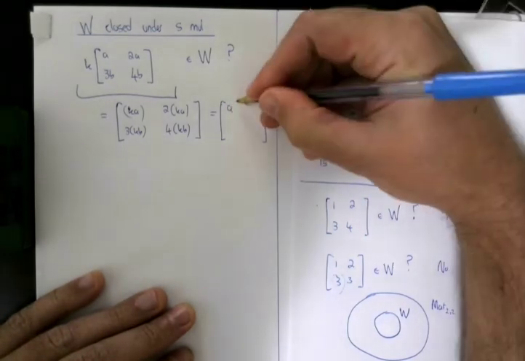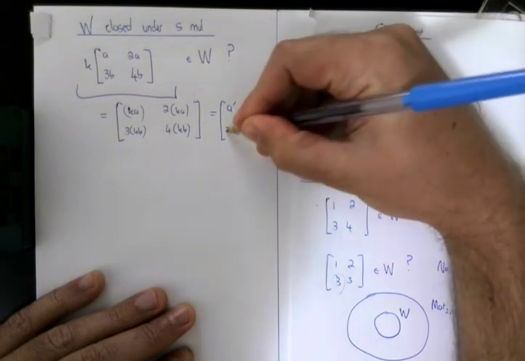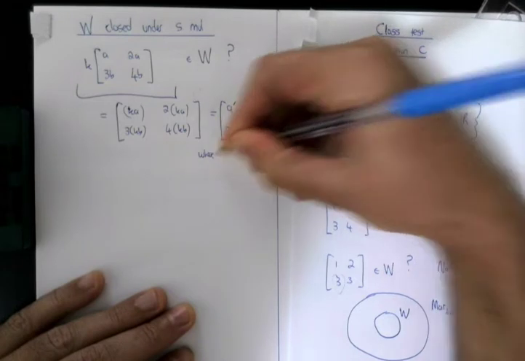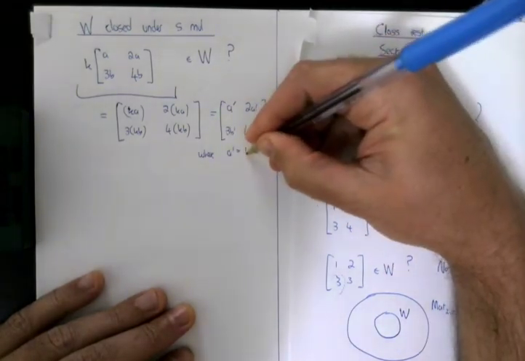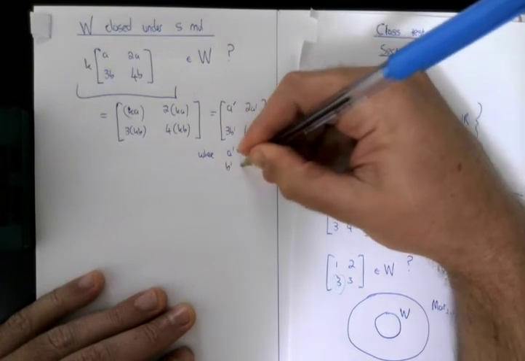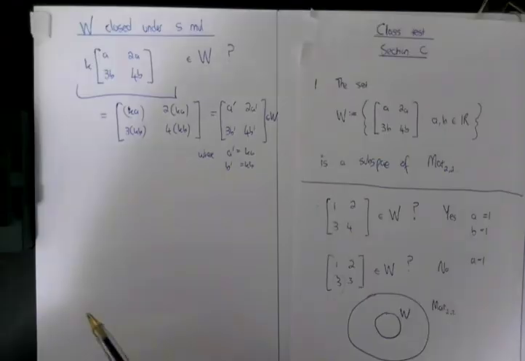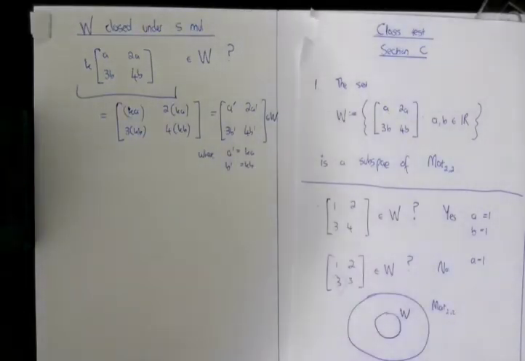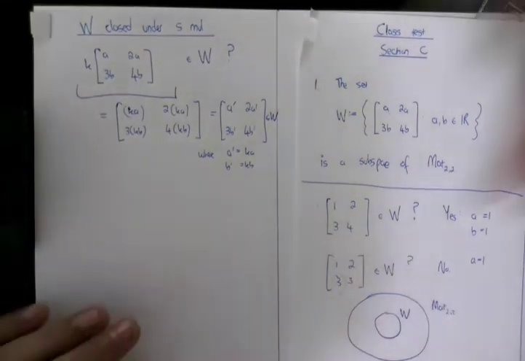If you want to make that explicit, you can write this as A prime, 2A prime, 3B prime, 4B prime, where A prime is equal to Ka and B prime is equal to Kb. So therefore it's in W. Okay. So that's how you should really be answering that question. Let's go to the next question.